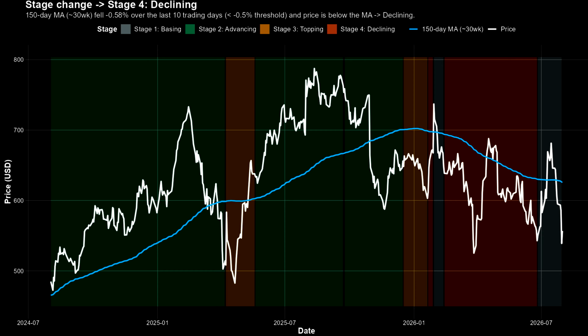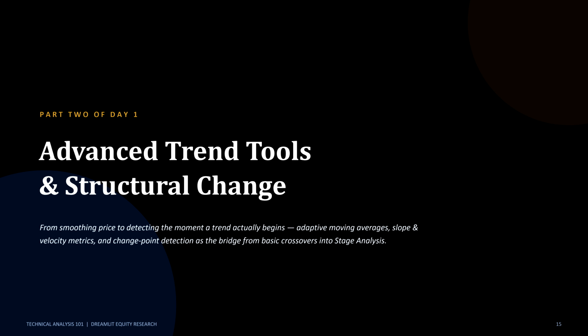A reminder that this framework is diagnostic, not predictive. It tells you what stage the evidence currently supports, and it's willing to change its mind the moment the evidence does too. We've now covered the complete foundational arc. The SMA, the EMA crossover strategy, and the stage analysis framework that gives all of it real structural meaning.